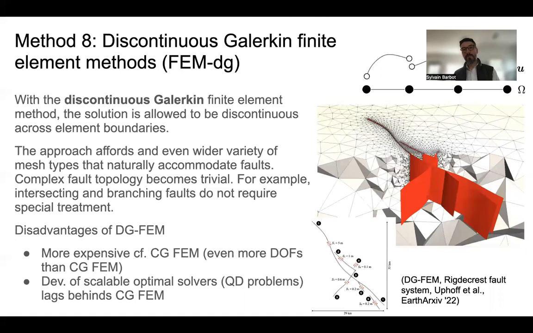So an augmentation of this finite element method that helps towards more rapid meshing of complex structures is the Discontinuous Galerkin finite element method. So FEM DG, discontinuous Galerkin. And so the difference here is that the solution is allowed to be discontinuous across element boundaries. So it affords even more variety of mesh types, and it naturally accommodates faults, which are discontinuities in displacement. So with this, the meshing of complex fault topology becomes trivial.